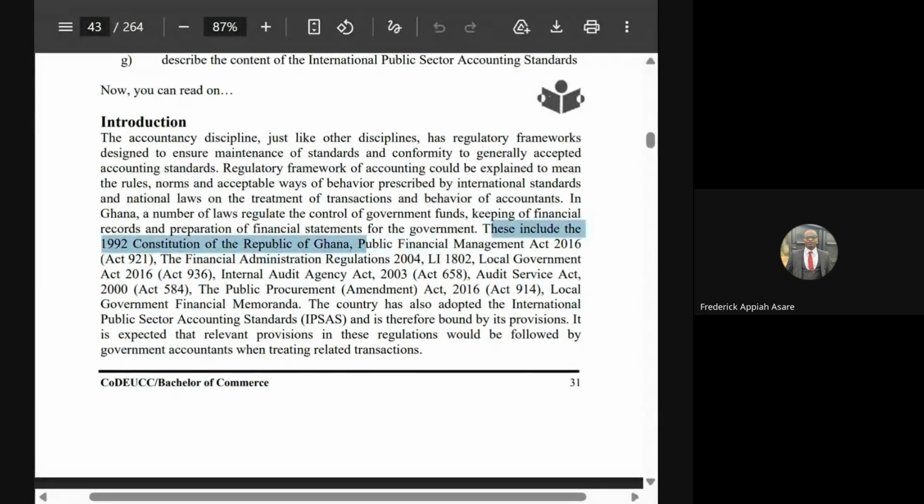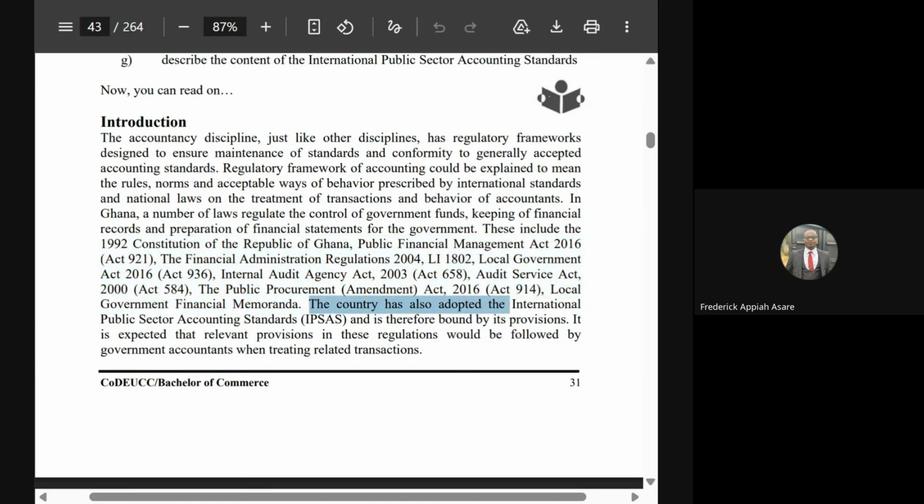We also have the Public Financial Management Act 2016, the Act 921. We have the Financial Administration Regulation 2004, the LI 1802. We have the Local Government Act 2016, Act 936. We have Internal Audit Agency Act. We have the Audit Service Act. We have the Public Procurement Amendment Act, Act 914. We have the Local Government Financial Memorandum. So these are the main laws and regulations that govern the preparation of the public sector accounting.